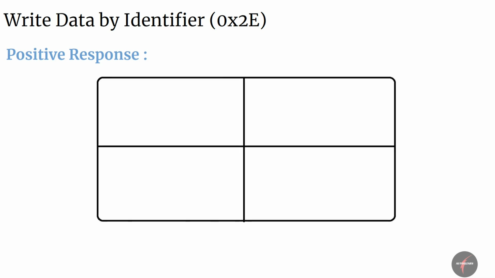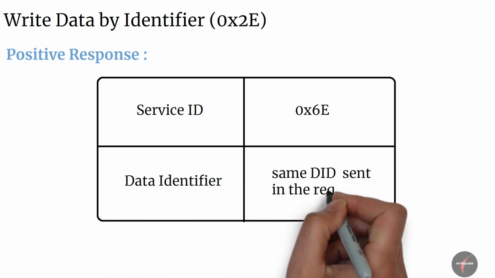Positive response. If the request is successful, the server replies with a response service ID of 6E and the same DID that was sent in the request.